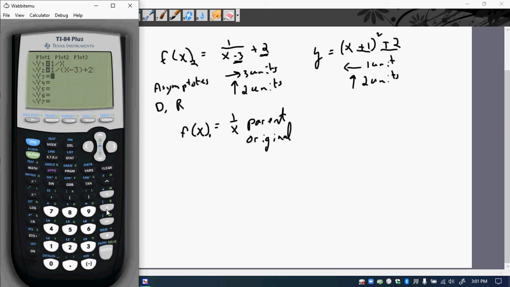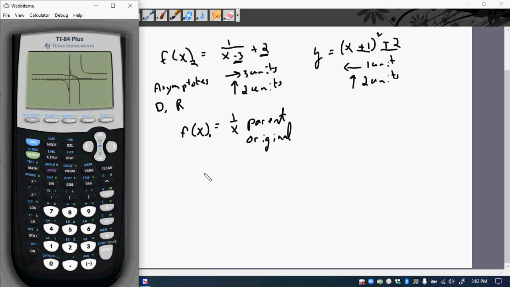Okay. So now when I go to graph it, you see what's happening. It literally was here and it got shifted 3 units to the right. And it was here, but now it got shifted up 2 units. So you can actually see from your graph that it's doing that. So that's what we want to do on our paper. We want to recognize these two numbers and what they do.